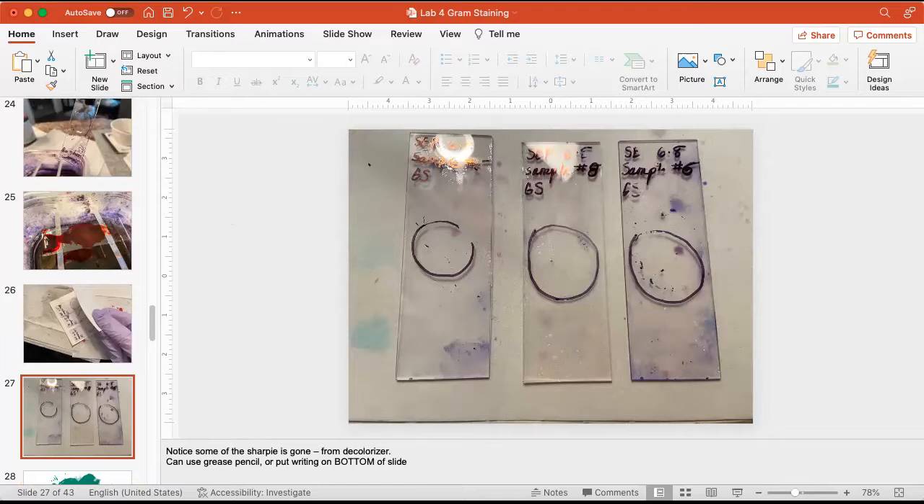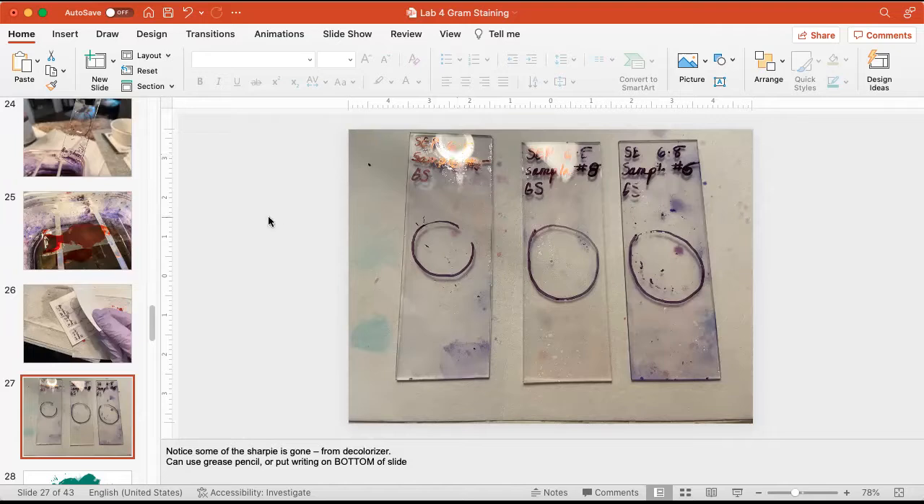I want you to notice a couple things. Notice that some of my label washed off, some of my circles washed off. If you use a regular Sharpie pen to make your label, Sharpie will come off when it gets exposed to most decolorizers. So if you're not careful and you get a lot of decolorizer up here, you can lose your label. So just be careful about that.